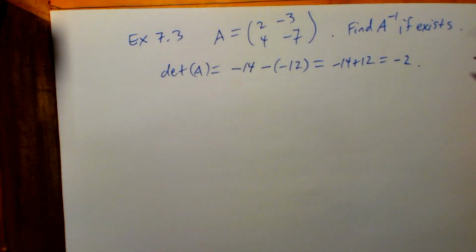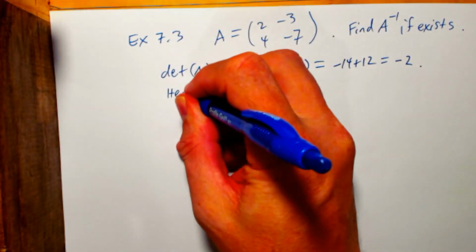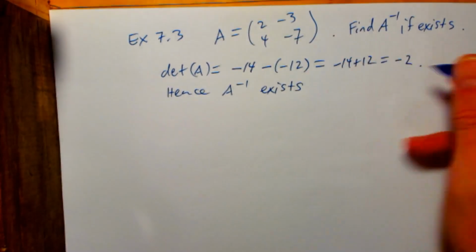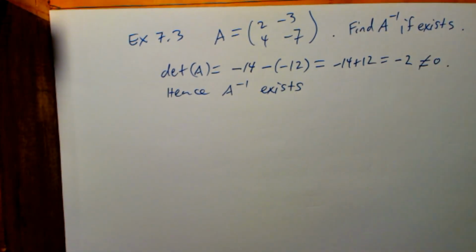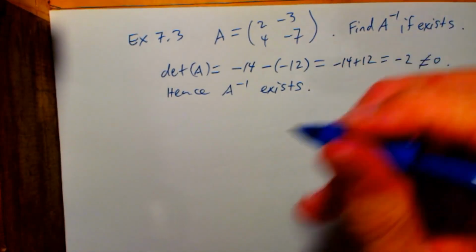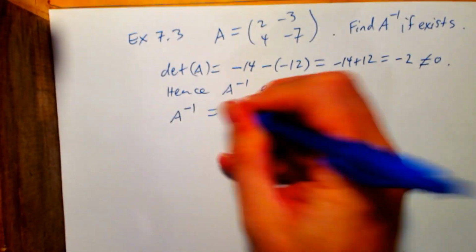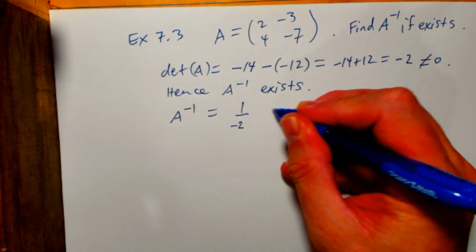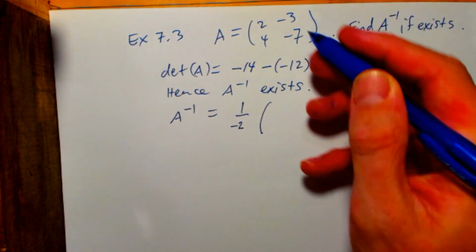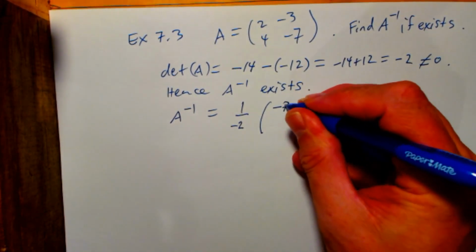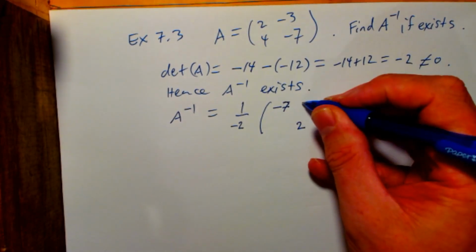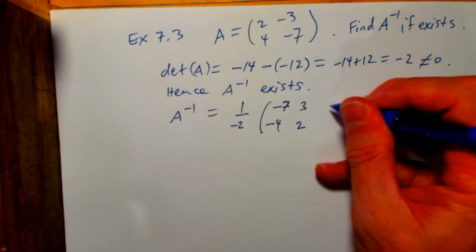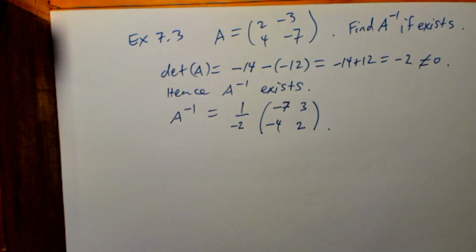Okay, so yes, it exists. So hence, A inverse exists because this is non-zero. Okay, and we can find it. A inverse is equal to 1 over the determinant of A, so 1 over minus 2. And then remember, we swap the diagonal elements and put minus signs in front of the off diagonal elements. Alright, so there is our inverse.